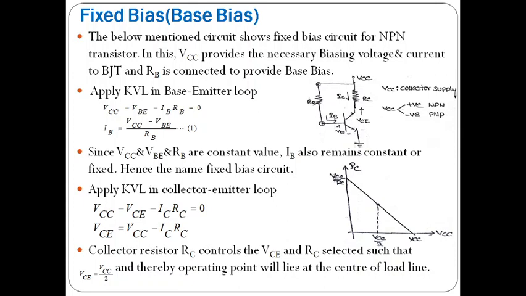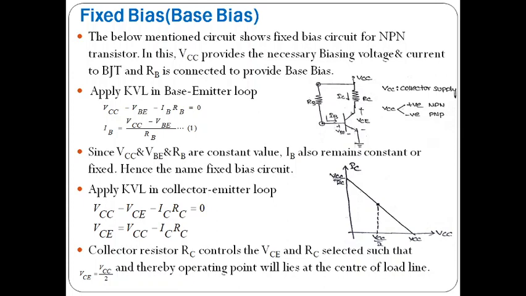First we have to apply KVL at the base emitter loop, the input loop. In this, VCC minus VBE minus IB RB equals 0. Here VCC is positive for NPN transistors and VCC is negative for PNP transistors. So from this we can write IB equals (VCC minus VBE)/RB. This is equation number 1.